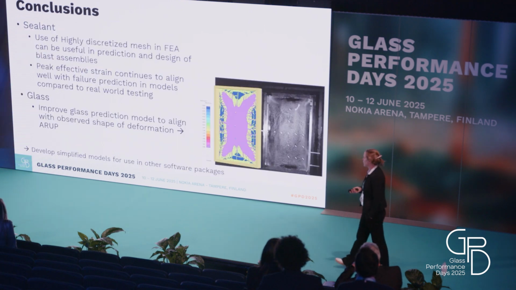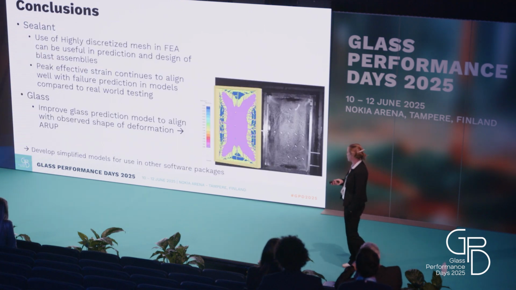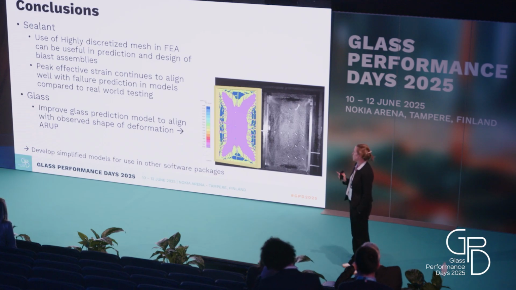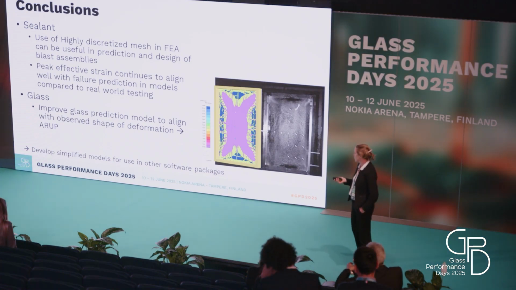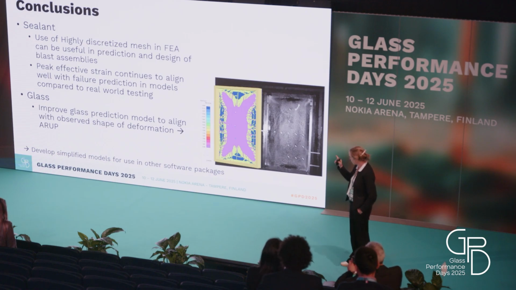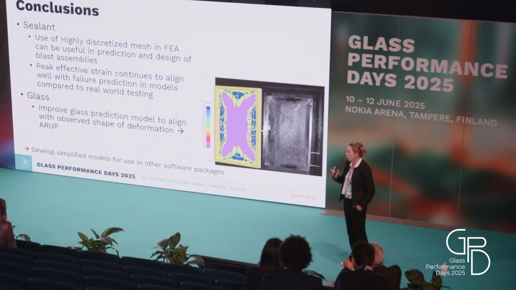Conclusions from this preliminary work: we've seen when we did the FEA that it was really important to use highly discretized meshes, and that the peak effective strain was still a good criterion for us to predict when failure would occur. It would occur at the same place as in the testing. But we also observed that the glass model had to be really upgraded as well. And that's where Arup came in.